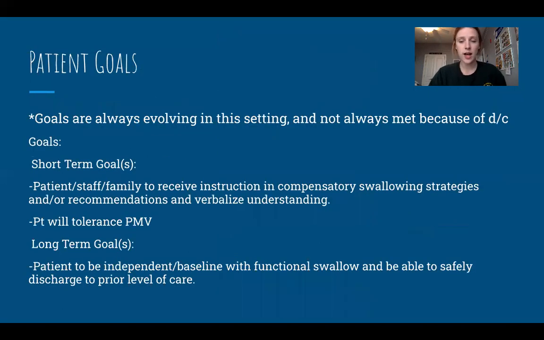Her goals. So in a hospital, goals are a little different. They're not super measurable or detailed. They're cut and paste and cut and dry, because at the end of the day, the goals are just, how is this patient going to safely leave the hospital?